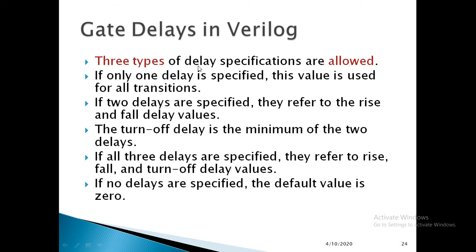For gate delays, 3 types are allowed. If only one delay is specified, this value is used for all transitions. If 2 delays are specified, then they refer to rise and fall delay. The turn off delay is the minimum of the 2 delays. If 3 delays are specified, they refer to rise, fall and turn off delays. If no delays are specified, the default value is 0.